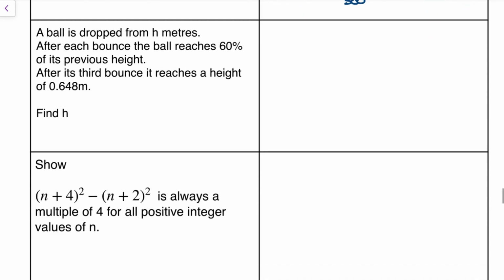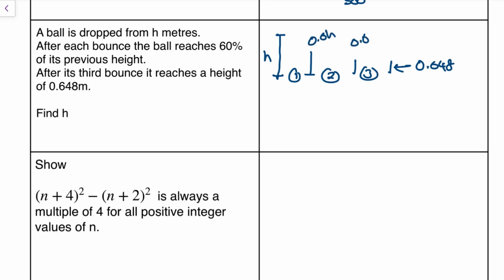Next one. A ball is dropped from h metres. After each bounce, the ball reaches 60% of its previous height. After its third bounce, it reaches a height of 0.648. Find h. Okay, so we have to be very careful here. We get the right number of bounces. So it's going to be h. Then after bounce 1, we've got bounce 2 and bounce 3. Here, and so this here is the one that's 0.648. That's going to be 0.6h, that's going to be 0.6 squared h, and this one is 0.6 cubed h.